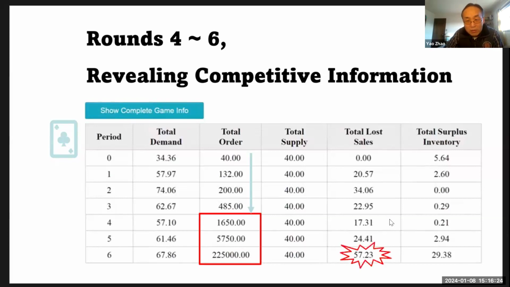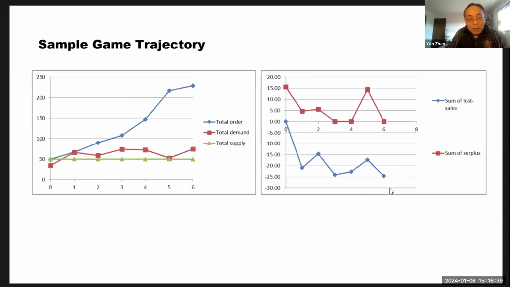The result is significant lost sales and significant surplus inventory, meaning waste at the same time. That is the supply chain breakdown. This is the real life trajectory of the game. So at the end of the game, the instructor can visualize the lesson by game trajectory. Now this is built in the game. You can easily visualize the statistics.